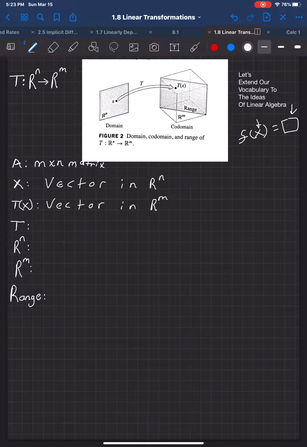And let me continue here. So T, what do we think about T? T is the rule, just like f is the rule. So T is the rule that transforms all of the vectors x to T of x.